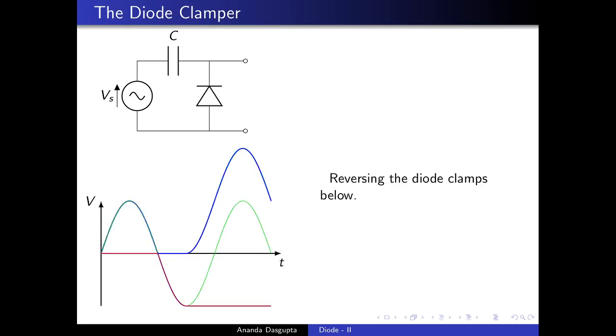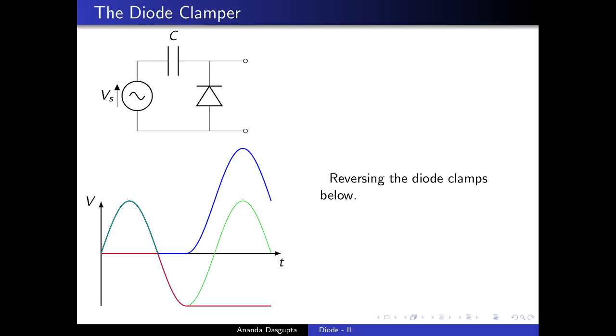Well, if you reverse the diode, I will leave you to worry about this, but this is basically very simple. If you reverse the diode, of course, what is going to happen is once proper clamping happens, once the capacitor fully charges and maintains its charge, the voltage gets clamped below. Essentially, the input voltage gets pushed up. What you get is an exact replica of the input voltage, assuming, once again, ideal diode behavior, but pushed upwards so that the minimum value is zero. So this is a positive diode clamper.